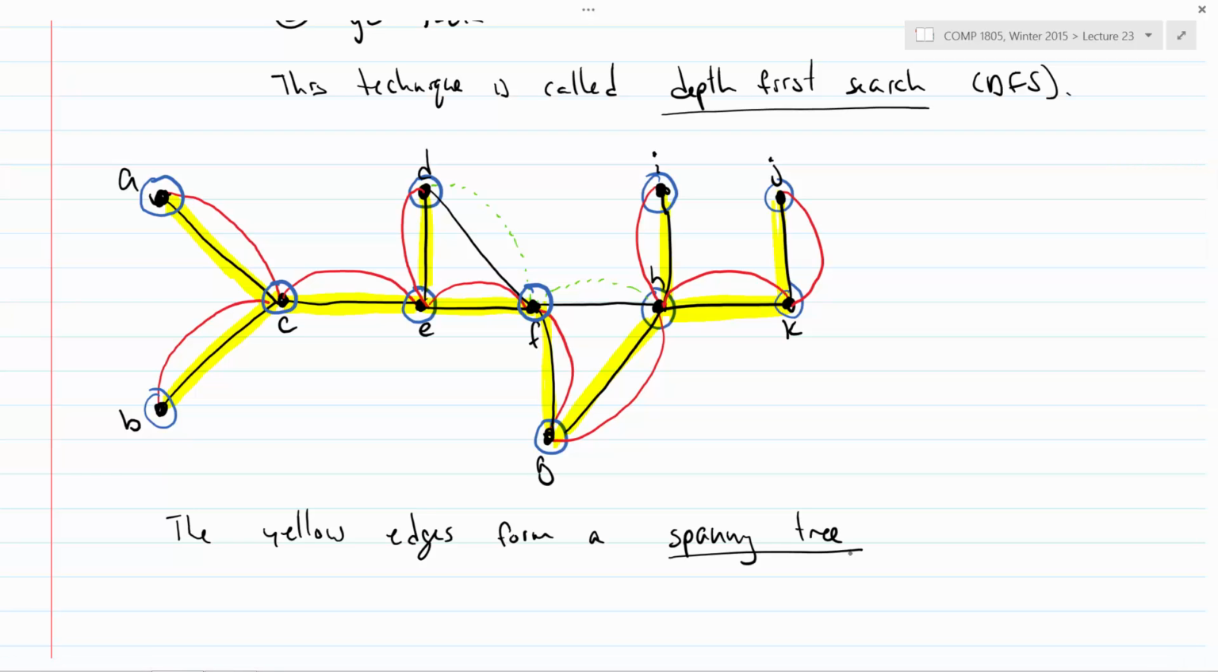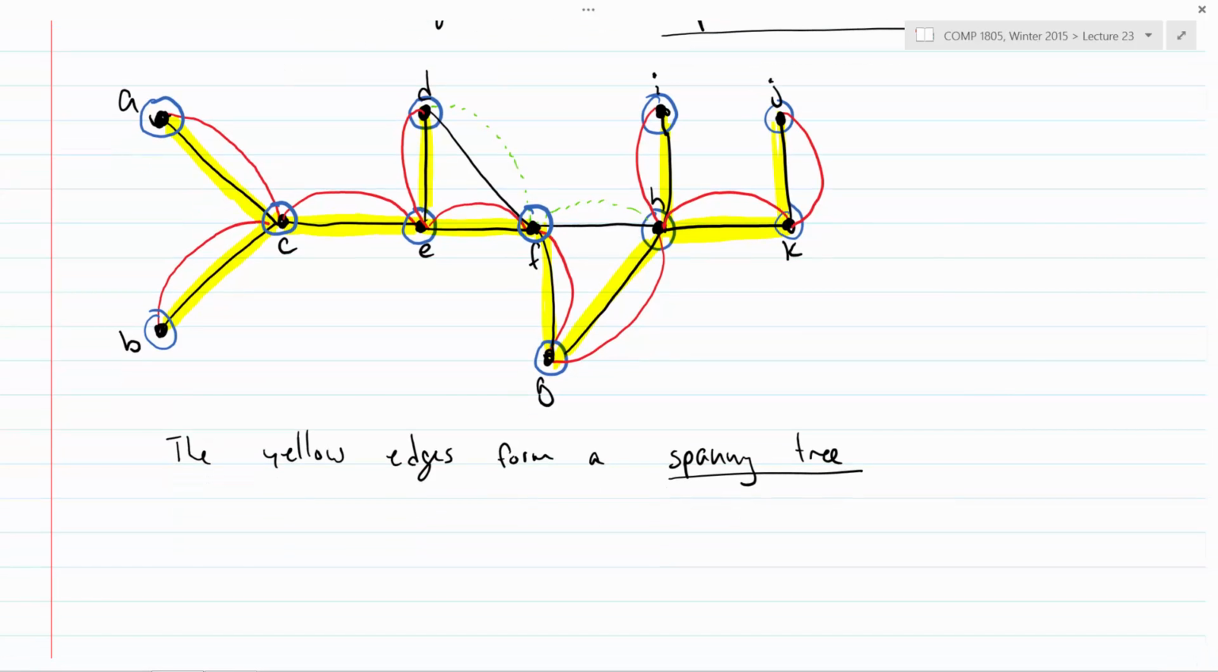Yeah? What's a spanning tree? A spanning tree is a subgraph whose vertex set is the same as the original graph and is a tree. So you could have a subgraph that's a tree, but it doesn't visit every vertex. A tree is just a graph that has no cycle. Yes. All right, so the yellow edges form a spanning tree. It's spanning because all nodes are visited.